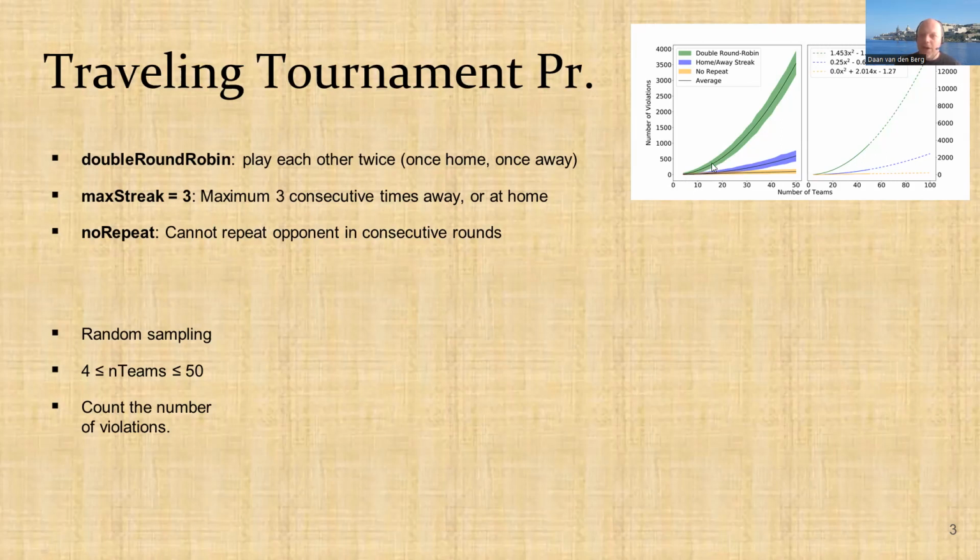And you can see this line. This is the average number of violations. Every number of teams has been sampled 1,000,000 times, and you can clearly see that the double round robin violations are most prevalent in making a schedule invalid. Now, to take you through the steps, I would like to show you version number 2 of this figure.